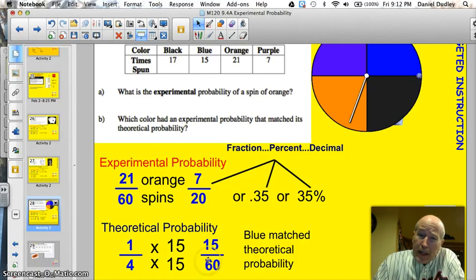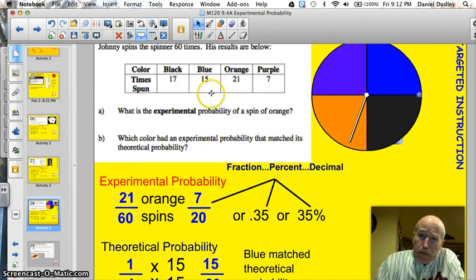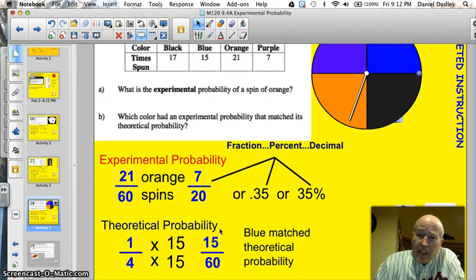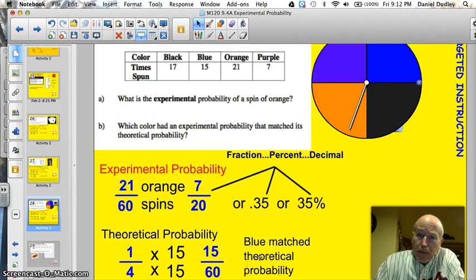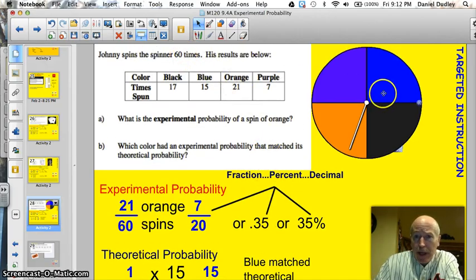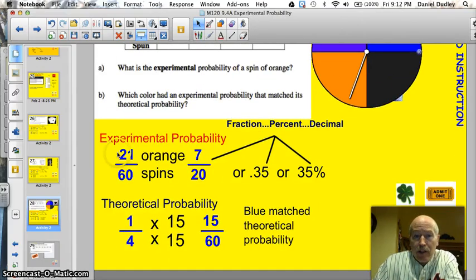So if I look up on my data chart here, the spinner landed on blue exactly 15 times. So blue actually matched the theoretical probability. See how I did that one? All right, that happens sometimes. And sometimes you can just look at it and go, well, there's 60 spins. If I divide 60 by 4, I'll get 15. Yeah, blue matched it. I like setting up the equal fractions.